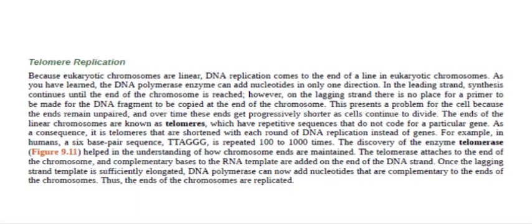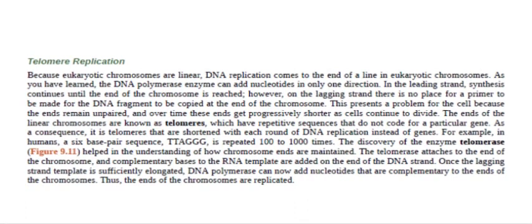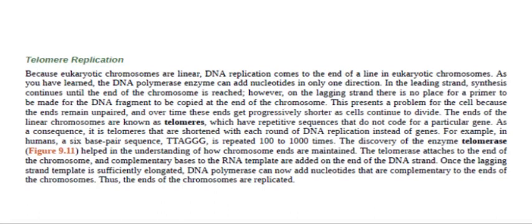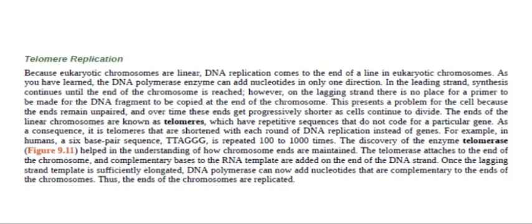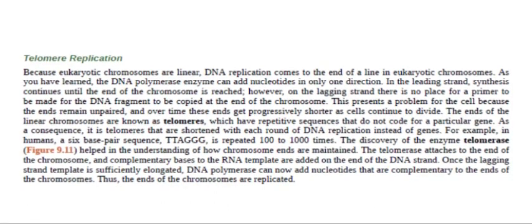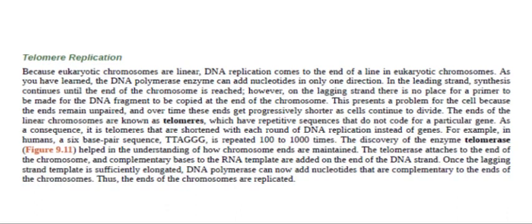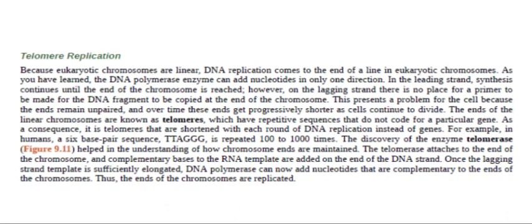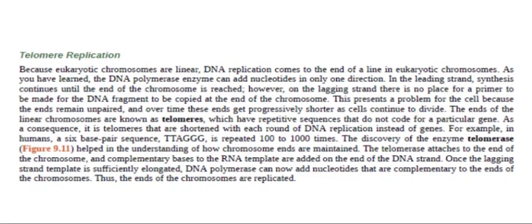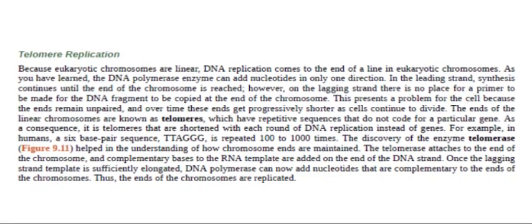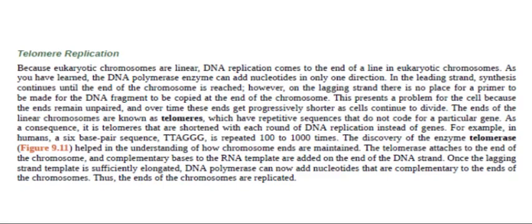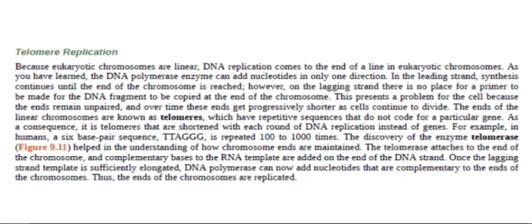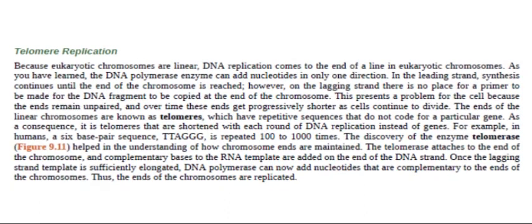Because eukaryotic chromosomes are linear, DNA replication comes to the end of a line in eukaryotic chromosomes. As you have learned, the DNA polymerase enzyme can add nucleotides in only one direction. In the leading strand, synthesis continues until the end of the chromosome is reached. However, on the lagging strand, there is no place for a primer to be made for the DNA fragment to be copied at the end of the chromosome.